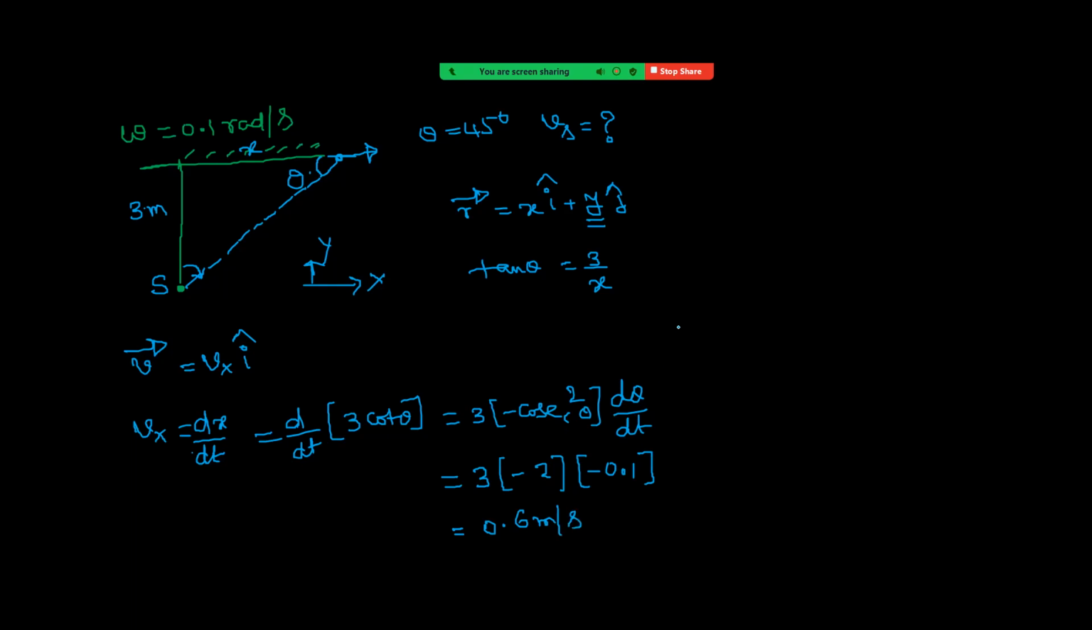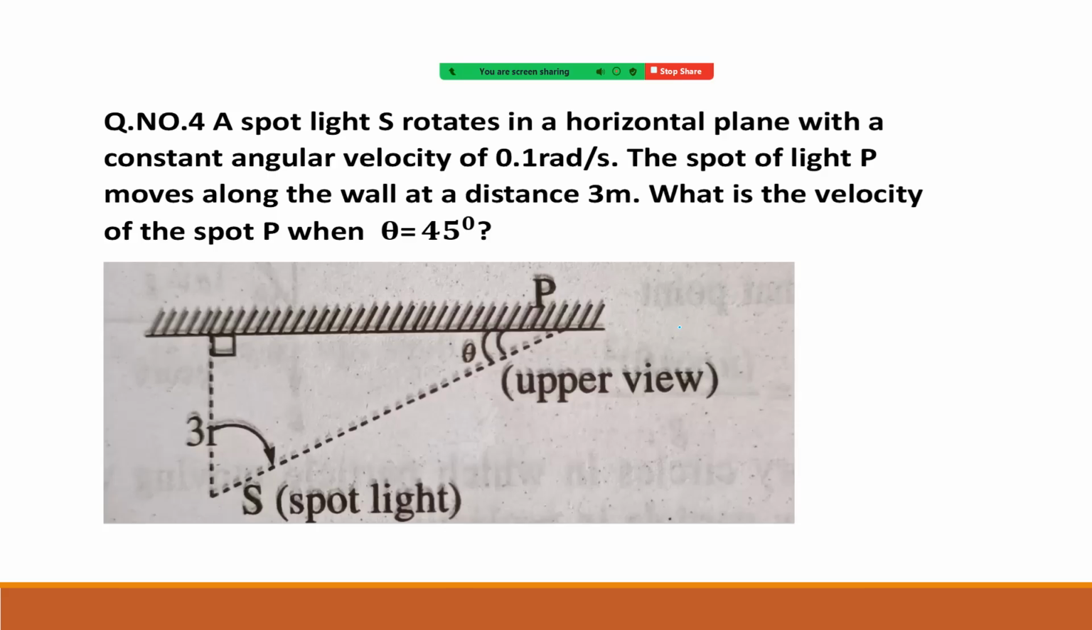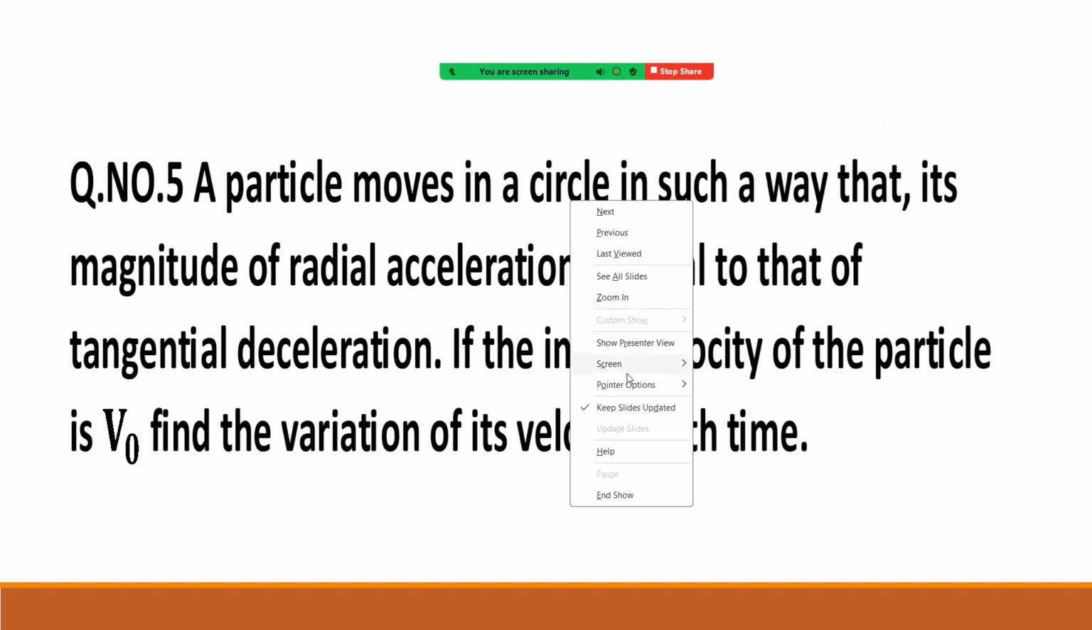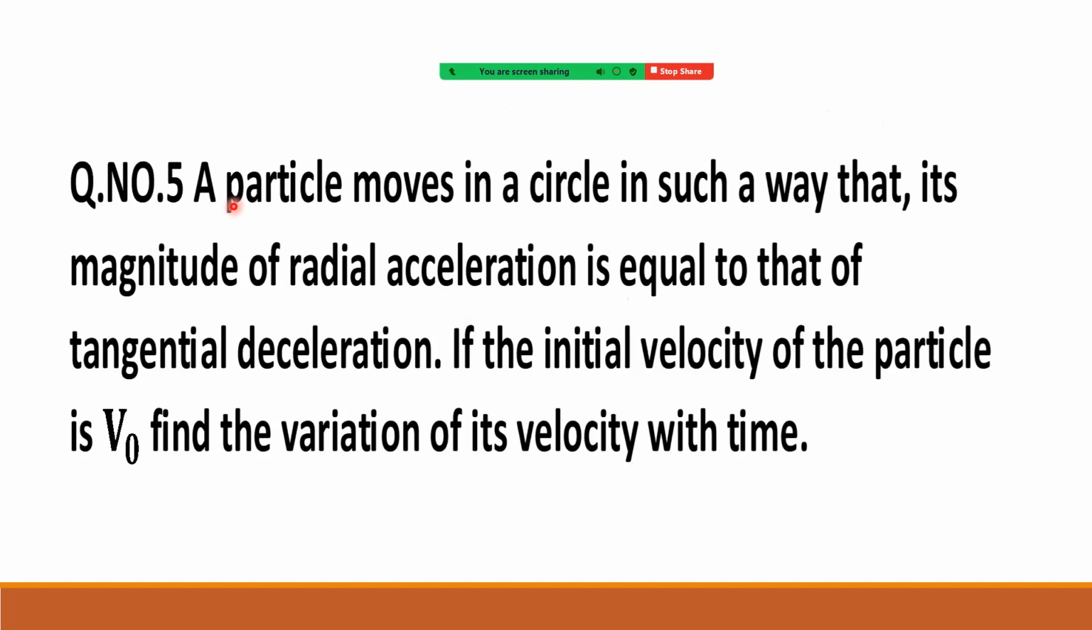Okay. Like this, we can solve it. See the next problem. A particle moves in a circle in such a way that its magnitude of radial acceleration is equal to that of tangential deceleration. If the initial velocity of the particle is v naught, find the variation of its velocity with time. This is a tangential deceleration and this is acceleration towards the center.